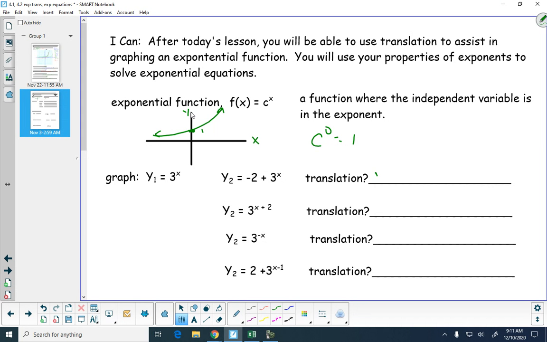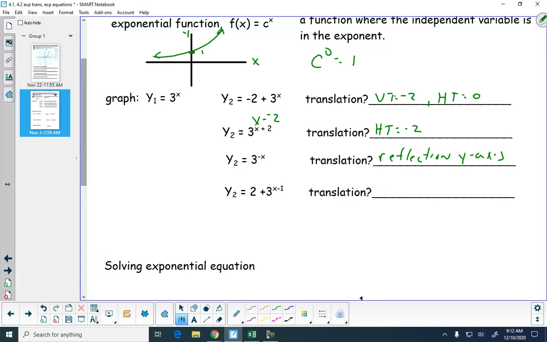We have a vertical translation of negative 2 and a horizontal translation of nothing there because we're not subtracting from x. Horizontal translation here of negative 2 because this is x minus a negative 2. Here would be a reflection still. And the last one would be the same vertical translation of 2, horizontal translation of 1.